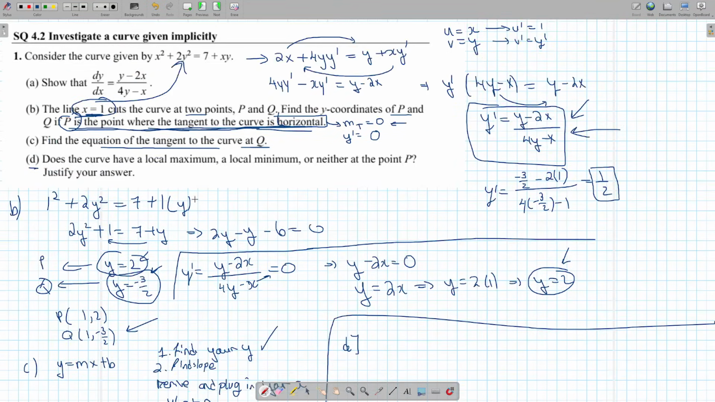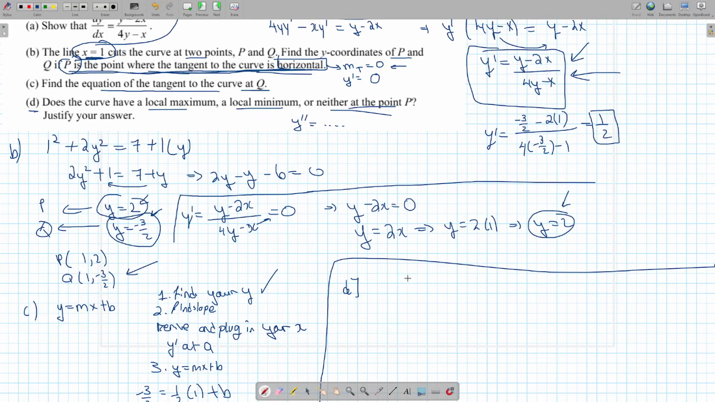Now part D, does the curve have a local maximum, minimum, or neither at point P? How do we know? To do this, it's hard to do the table because we don't really have points, so it's best to find the second derivative. If you recall, we have 2 methods to check whether a point is a minimum or a maximum. The first is using the table, checking a point before and after. The second way is taking the second derivative. So let's take the second derivative.